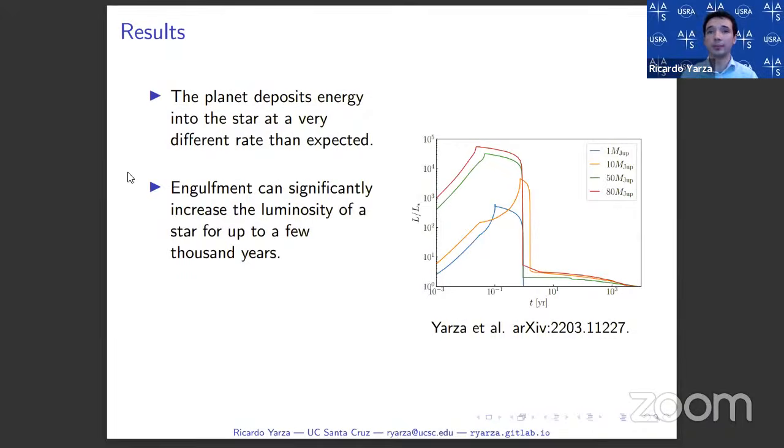We found, using a very simplified model for how the energy is transported inside the star, that engulfment can significantly increase the luminosity of a star for up to a few thousand years. And the plot on the right is showing the luminosity as a function of time for a star that engulfs planets of different masses. And you can see on the y-axis that the increased luminosity can be a factor of up to maybe 10,000 from what it was before engulfment. So these are events that can drastically increase the luminosity of a star for a short period of time.